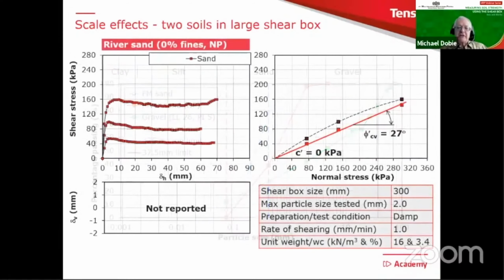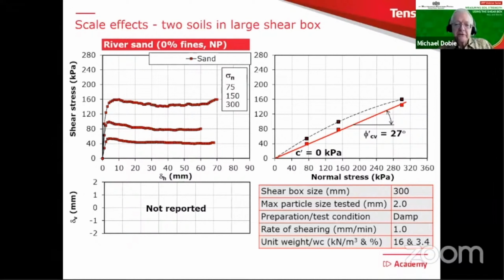So I'm going to use my same basic layout. This layout we've seen already. I don't need to describe it to you in detail now, but you can see there, for example, shear box size 300 millimeters, maximum particle size tested 2 millimeters. And in this case, the test condition is damp, rate of shearing fast, and you've got information on the unit weight and water content. But what you'll see there is that the results, first of all, the horizontal displacement has much bigger numbers now because it's a large shear box, but the peak values are reached relatively quickly. So that is for the river sand. And these are the different vertical normal stresses.